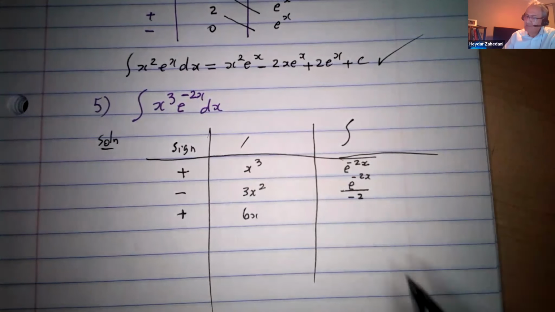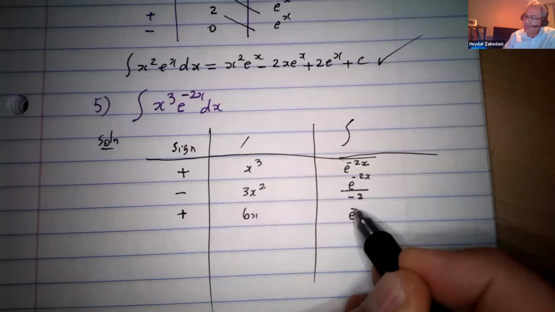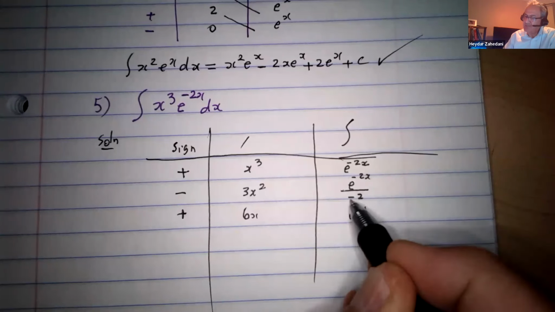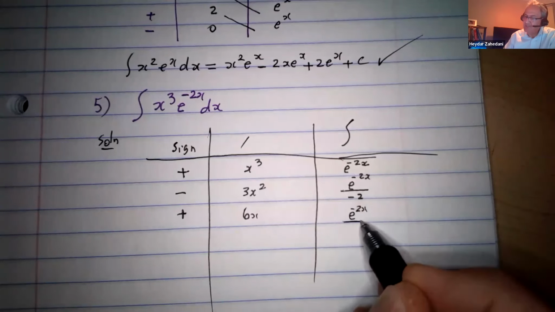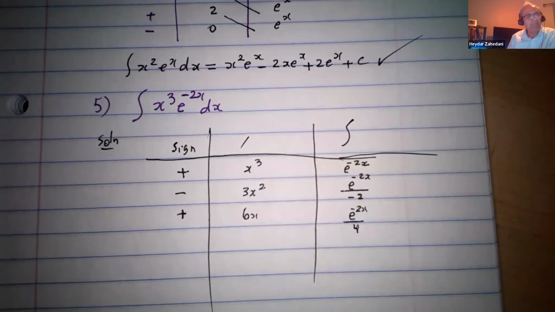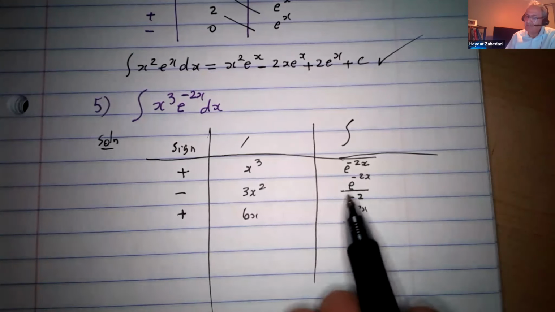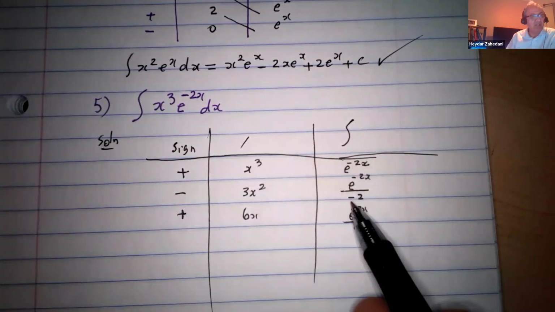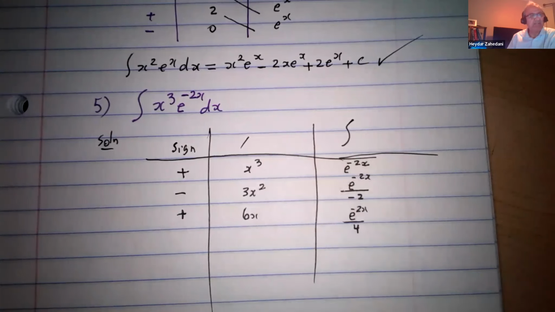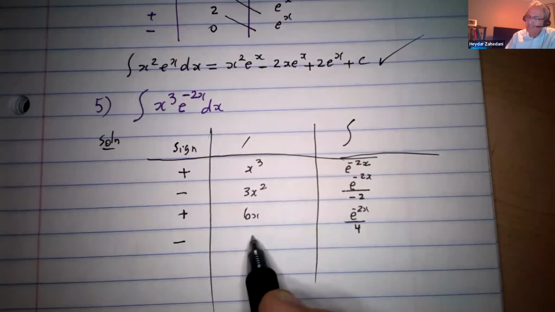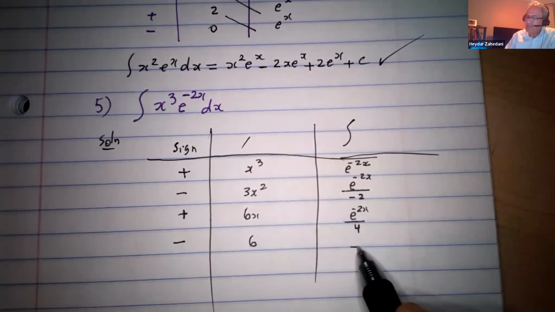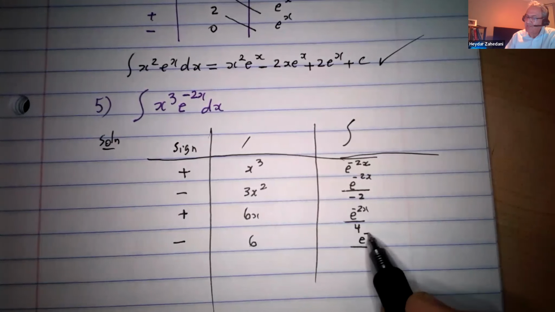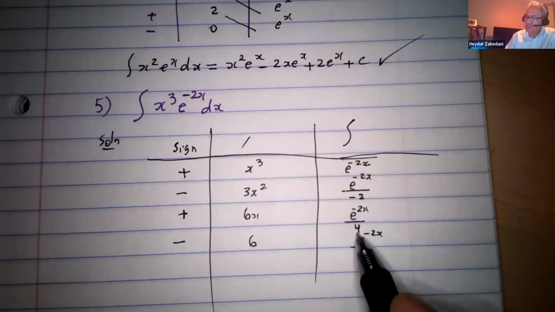Okay, continue. Plus, differentiate: 6x. Integrate. So the integral is going to be e to the negative 2x again, but you have to divide by a negative 2. There is already one negative 2; negative 2 times negative 2 would be a positive 4. Okay, integral of e to the negative 2x is again e to the negative 2x over negative 2. And you already got the negative 2 here. So negative would be positive. Okay, move on. Negative, 6 derivative, integrate. Integral of e to the negative 2x would be again e to the negative 2x divided by negative 2. There is a 4 here, negative 2 times 4, negative 8.